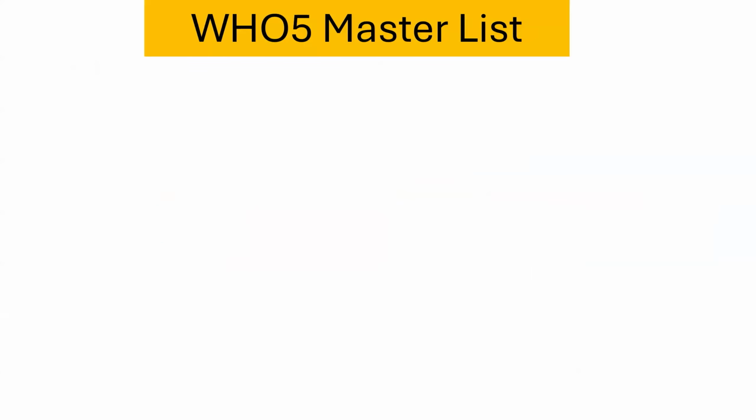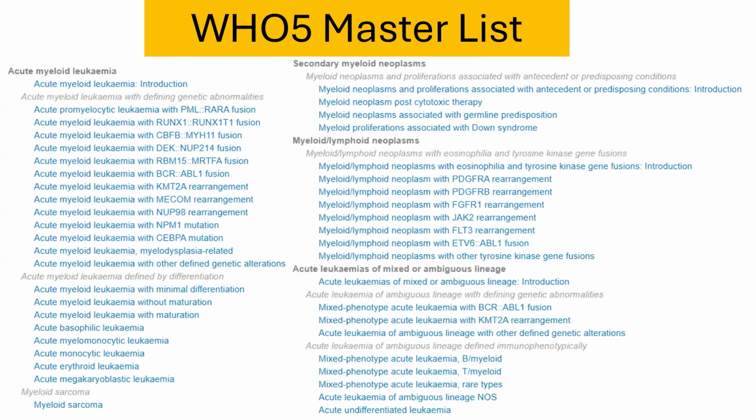The challenge from yesterday was to think of how many acute myeloid leukemias you're aware of. How many did you find? Here is my master list based off of the WHO 5 classification. The ICC classification is fairly similar.